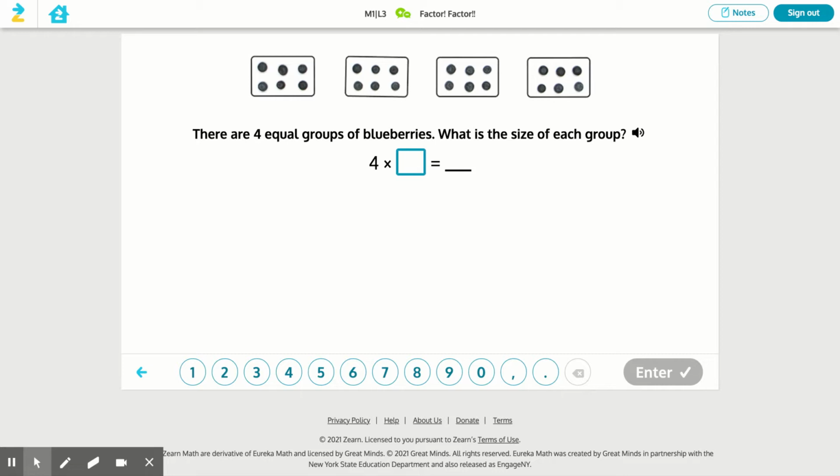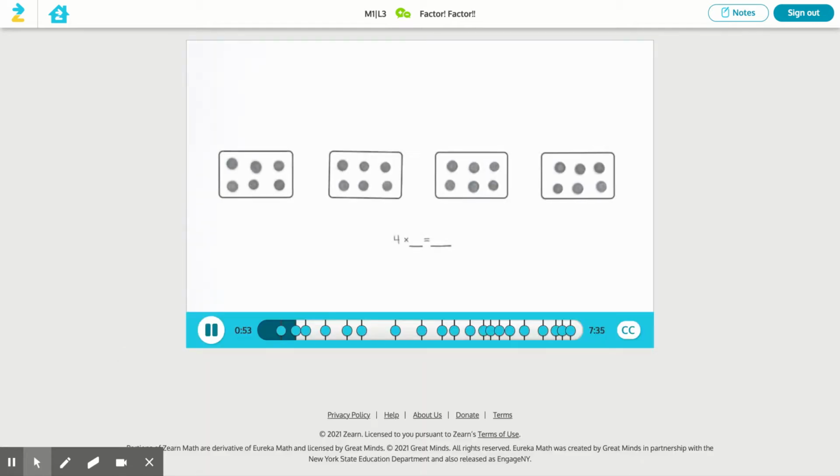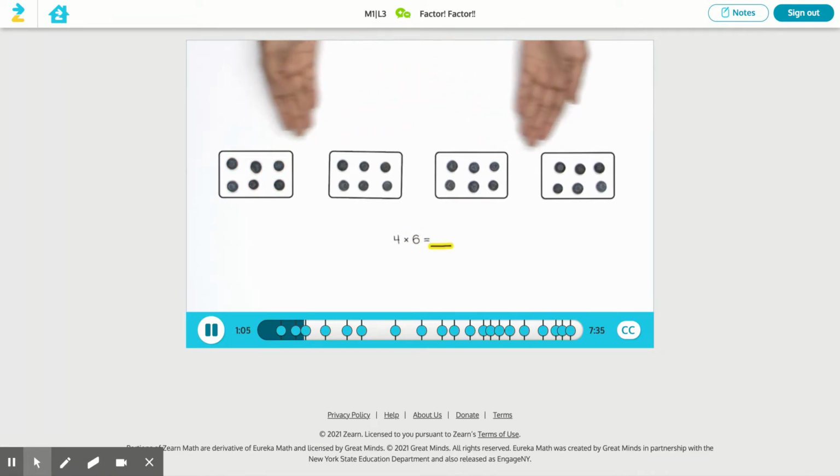All right, guys, in your Nearpod, I would like for you to tell me what the size of each group is. Remember, the size is the total number of blueberries that are in each group. Answer in your Nearpod at this time. Did you say 6? If you did, you're absolutely correct. There are 1, 2, 3, 4, 5, 6 blueberries in each group. There are 6 blueberries in each group. We have 4 groups with 6 blueberries in each group. How many blueberries are there in total?